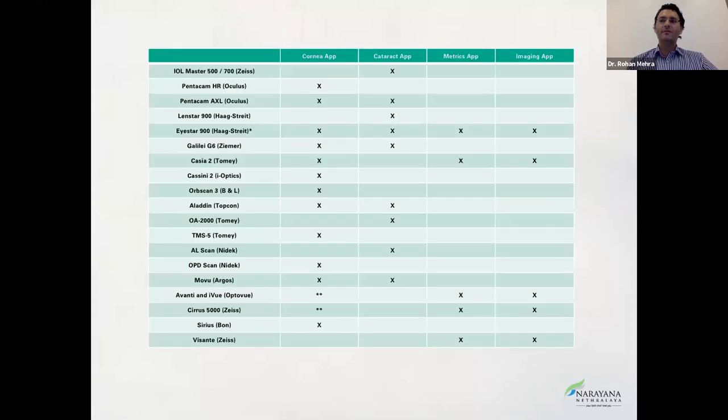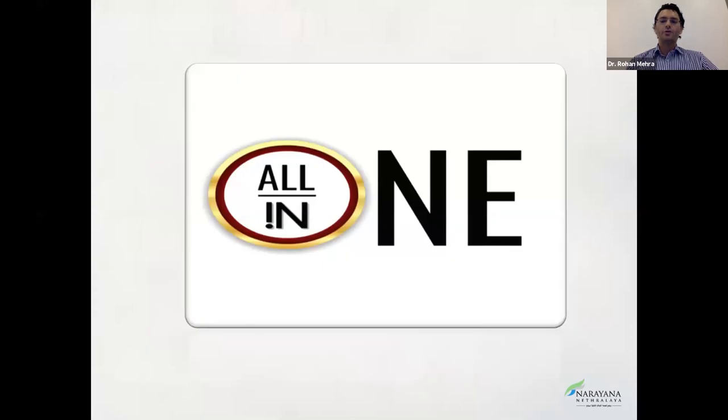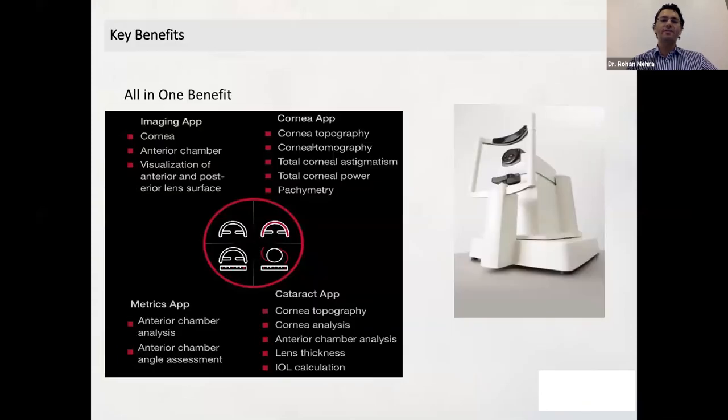So this is a table, first of all, showing the differentiation of the Anterion as compared to the other machines available in the market, and how Anterion has these four apps, the cornea, cataract, the metrics, and the imaging app, whereas all the other machines would have either one or two of them, but not combining all the technologies together. So it's an all-in-one machine, which gives us the benefits in the imaging for the cornea, the anterior chamber, and visualization of the anterior and posterior lens surfaces.